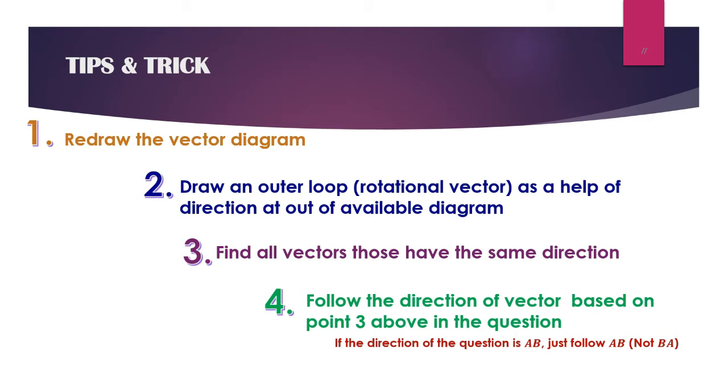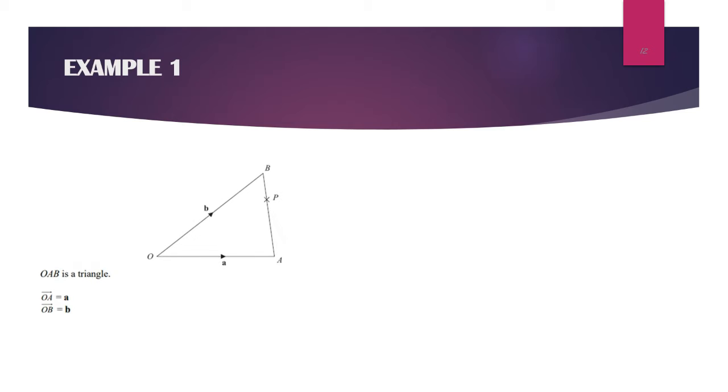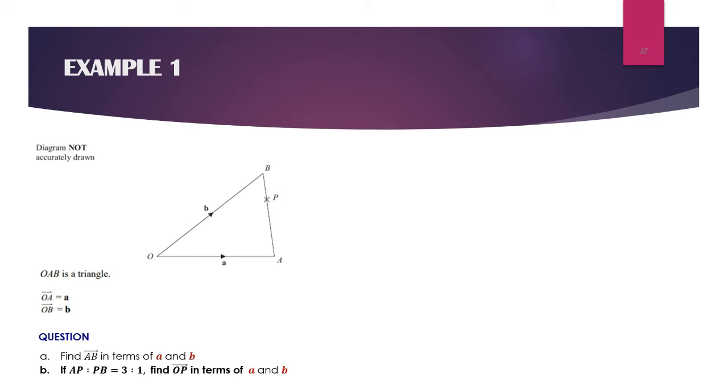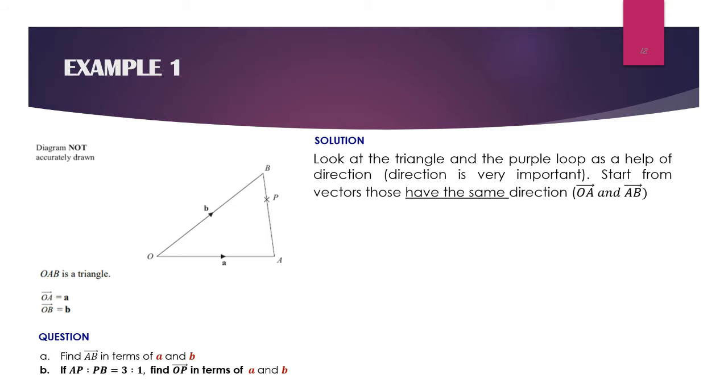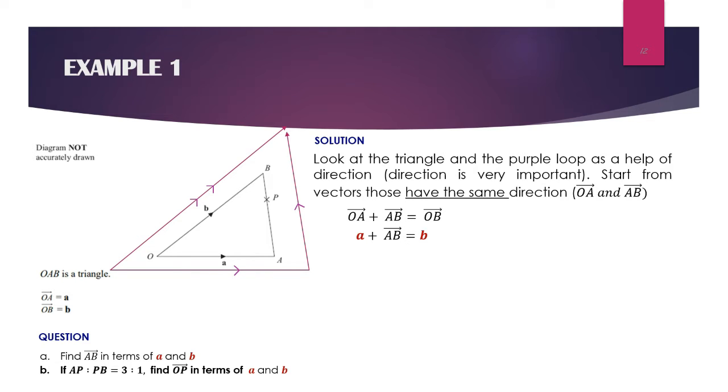Okay, students, go to example 1. Look at the diagram. OAB is a triangle, OA is position vector A, and OB is position vector B. Question: find vector AB in terms of A and B. Solution: look at the triangle and the purple loop as a help of direction. The vectors that have the same direction are OA and AB. So OA plus AB equals OB. Clear? So AB is B minus A.